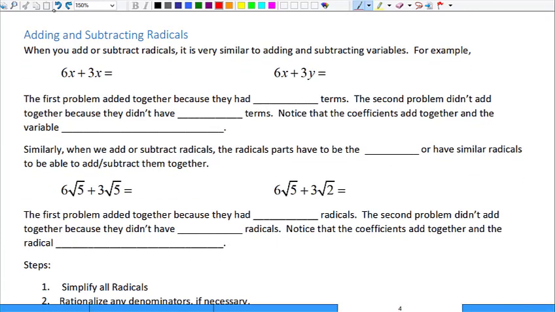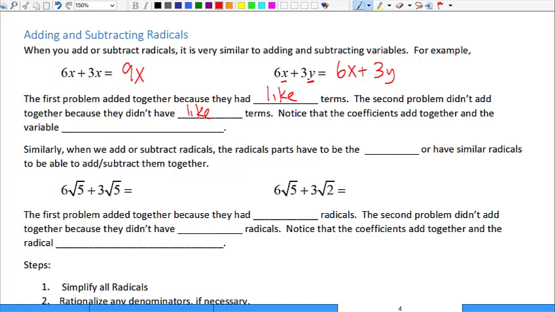Next, we're going to do some adding and subtracting of radicals. So when you add and subtract radicals, it's going to be very similar to adding and subtracting variables. For example, if you take 6x plus 3x, that gets you 9x. But if you take 6x plus 3y, notice your variables are different there, you can't add those. That's simply 6x plus 3y. You can't add them. Well, the first problem added together because they had like terms. The second problem didn't add together because they didn't have like terms.